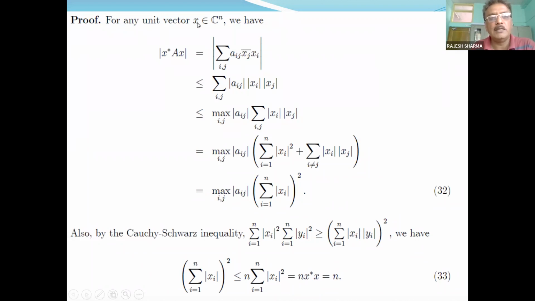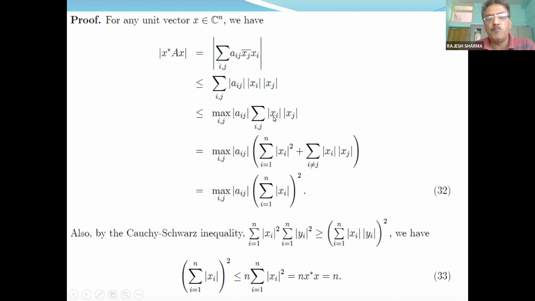Now the proof goes like this: take x a unit vector, then x star A x belongs to W(A), therefore mod x star A x is equal to mod of the sum, where we calculate these entries a_ij. Now using the triangle inequality, this is less than or equal to the sum of mod a_ij, mod x_i, mod x_j. Now we can replace this by the maximum. Then again we have this inequality here: maximum over ij of mod a_ij, times the sum over ij of mod x_i mod x_j.